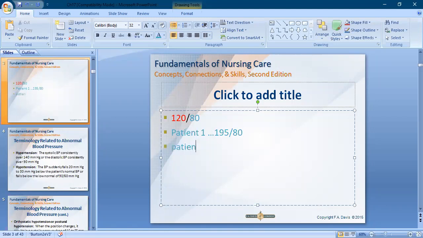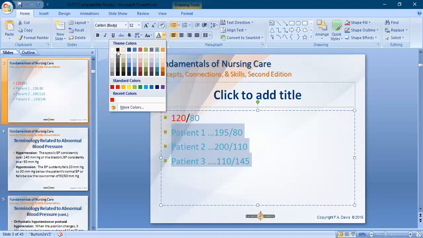Patient number 2, blood pressure is 200 over 110. Another patient is patient number 3. Blood pressure is 110 over 145. So you can see I'm just writing 3 types of patient here, right?